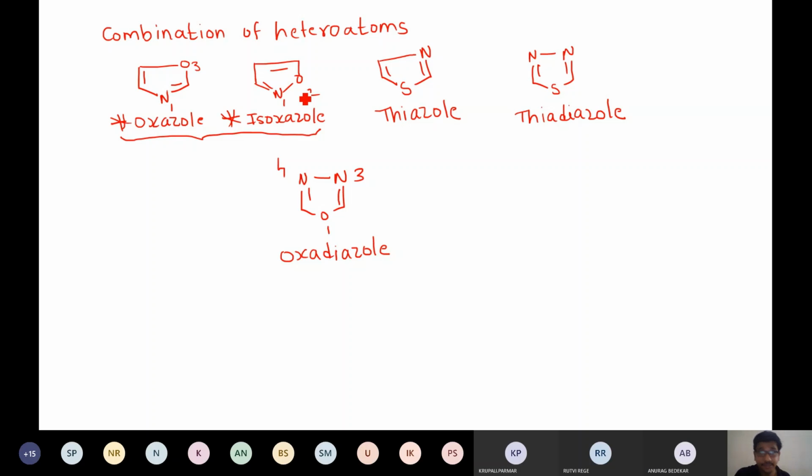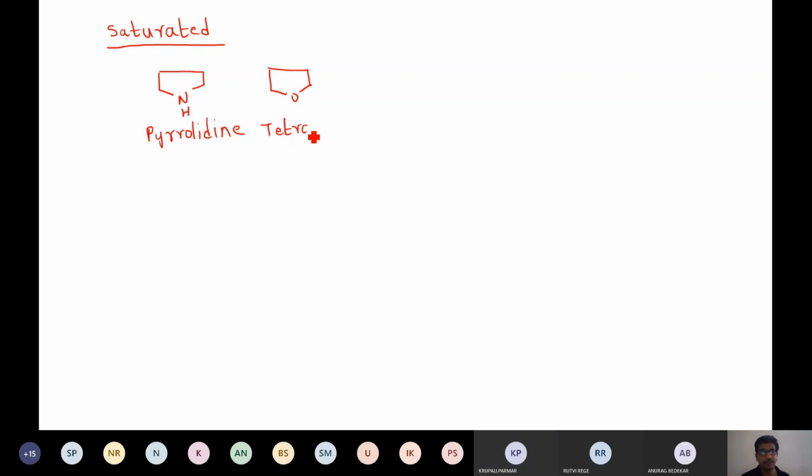The last category of trivial names belongs to saturated heterocycles. Some heterocycles are saturated, they don't have any double bond. It starts off with saturated pyrrole. What is it called? Anyone knows the name of this? Pyrrolidine. What about a saturated ring with oxygen? What is this called? Tetrahydrofuran. THF, tetrahydrofuran. It is used as a solvent in many reactions.